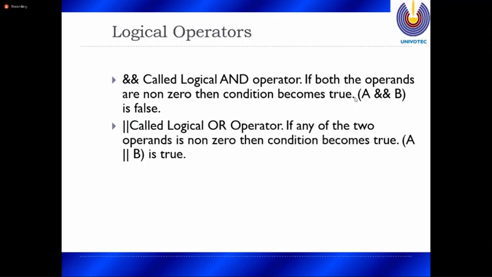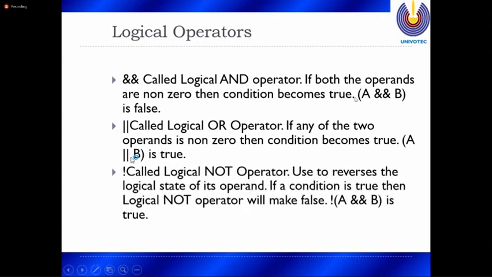This is the vertical bar. The two vertical bars are called the logical OR operator. A or B: if any one of the conditions is true, then it is true, or if both are true, it is true. So if both are false, then false. Okay. Then the two operators are the AND and OR.